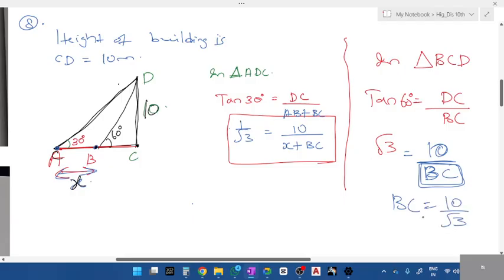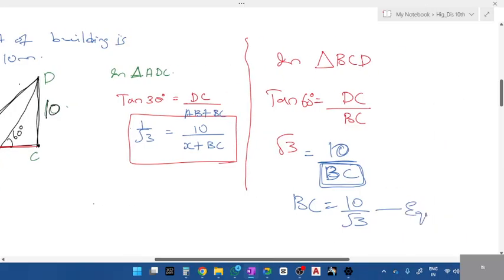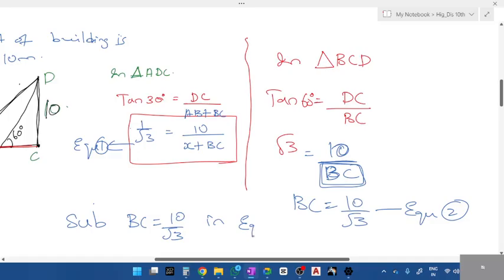Where will you substitute? Where will you substitute? Equation. What will you name the second equation? Can you just write equation 2? Write it as equation 1. Then what will you write? Substitute. BC is equal to 10 by root 3 in which equation? In equation 1. Will you all complete it?